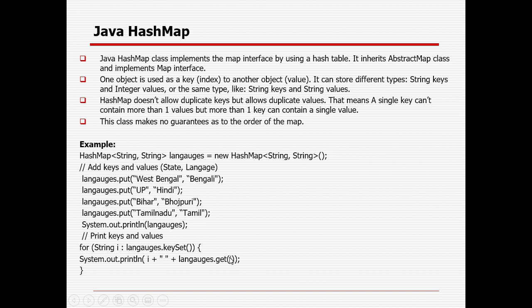One object is used as a key, which will be unique in nature, and the other will be the value. It can store different types: string key, integer value, integer key, string value, or the same type. HashMap does not allow duplicate keys, but allows duplicate values. That means a single key cannot contain more than one value, but more than one key can contain a single value.